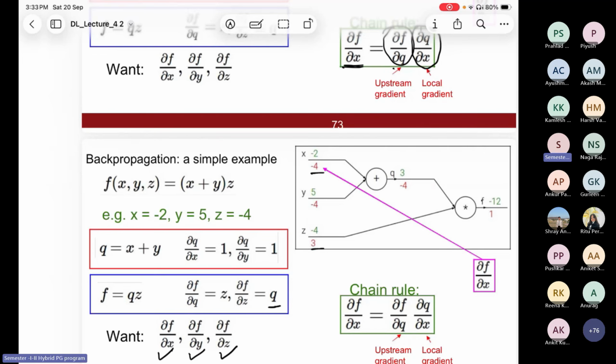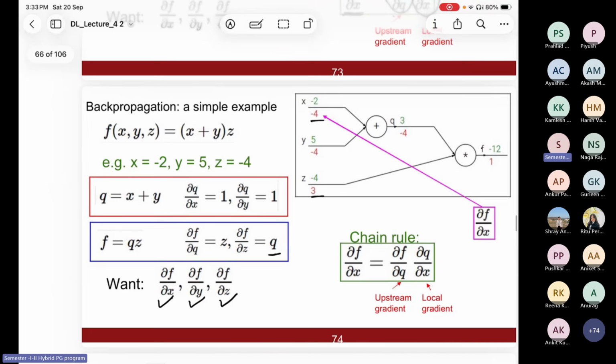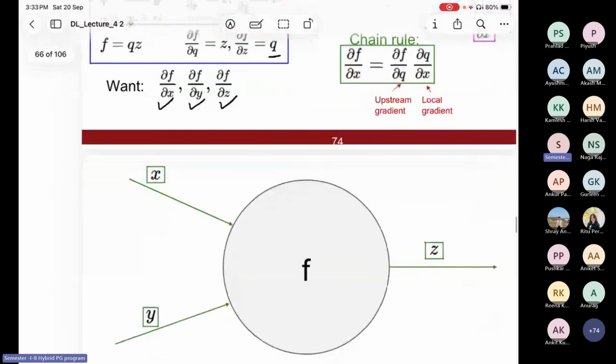So the forward pass is not very complex because you are putting it in a structured manner, and then going back is also very, very simple because you're just applying the chain rule and going back. So this is also called back propagation.